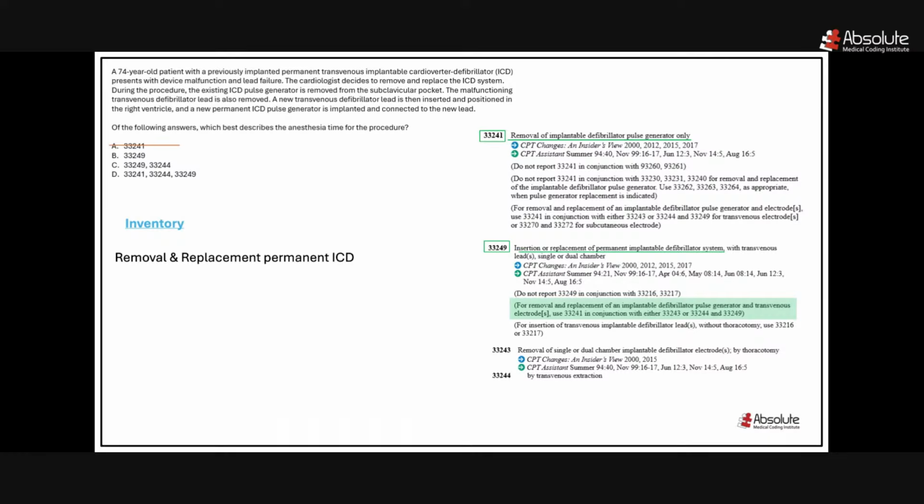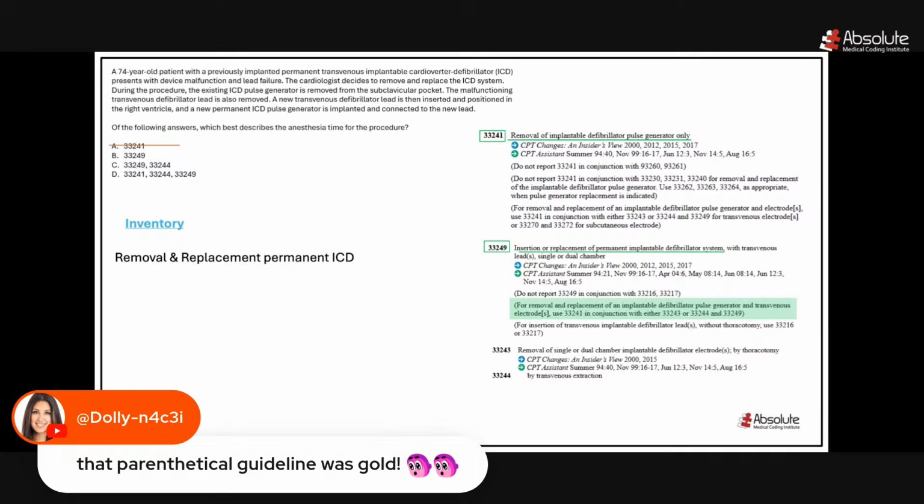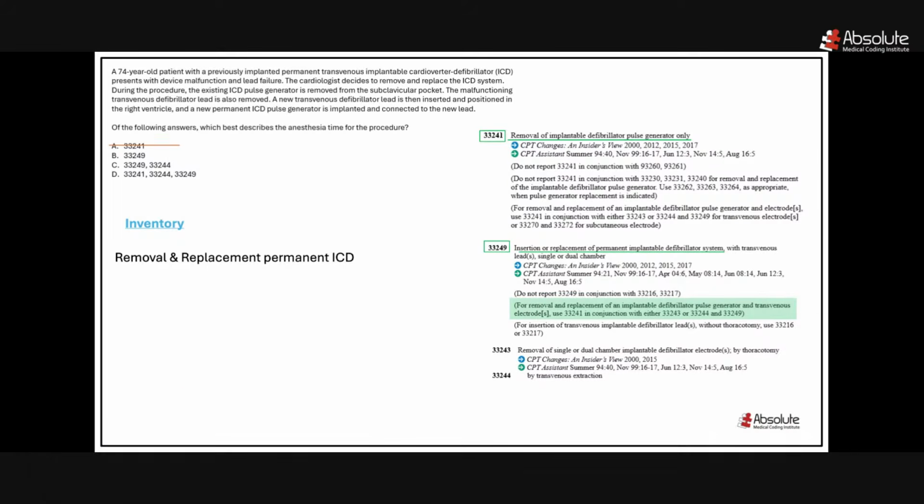How are you all feeling, coders? Let me know in the chat. I can see some of you are changing the answers. All right. Wasn't that an aha moment? Yes, Miss Jolly, the parenthetical guideline was gold. So always have an eye on the parenthetical guideline. That is very, very important.